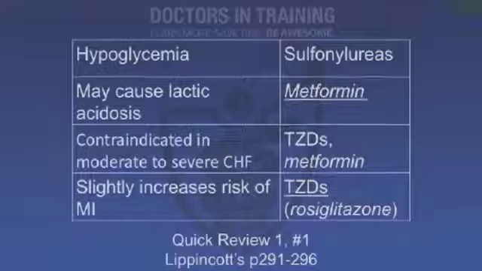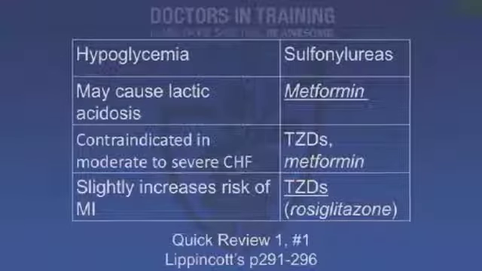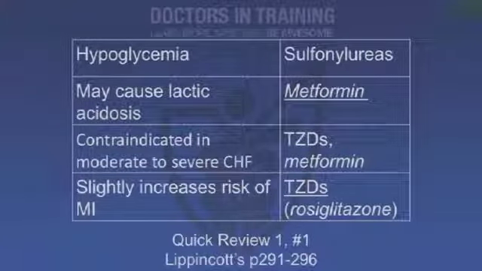Let's get started. Which anti-diabetic category matches the following side effect? Hypoglycemia. That's going to go along with sulfonylureas. May cause lactic acidosis. That's going to go along with metformin. Contraindicated in moderate to severe CHF. Think of TZDs and metformin. Slightly increased risk of MI or myocardial infarction. That's your TZDs, more specifically rosiglitazone.